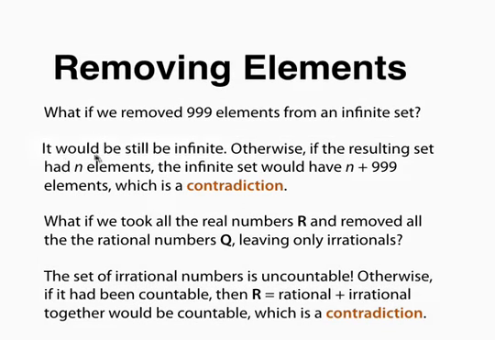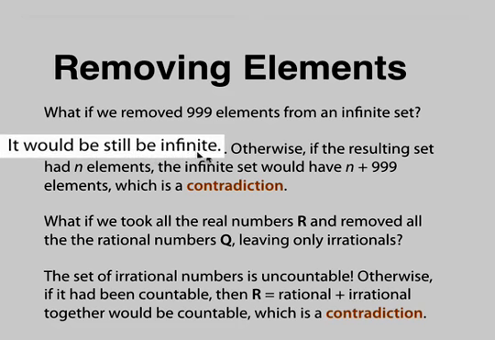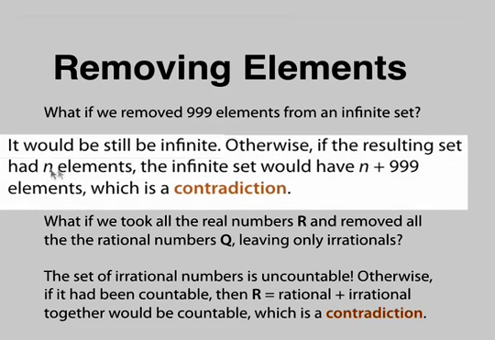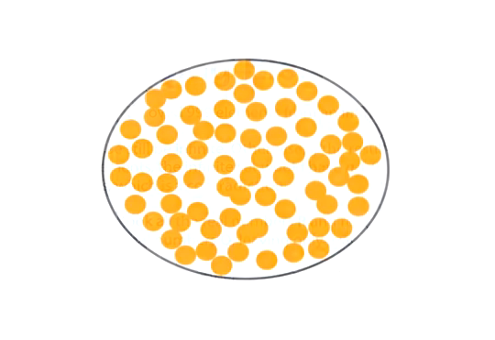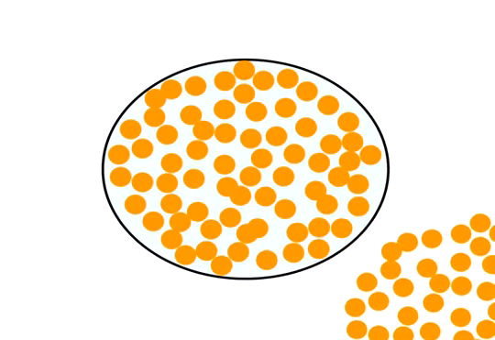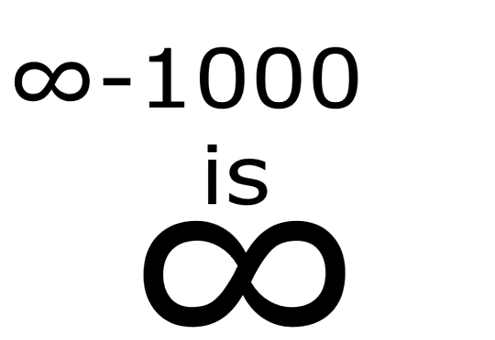The result would still be an infinite set. We can show this because if the result was a finite set, it would have had n elements, where n is a natural number. And that would mean that the original set had n plus 999 elements, which would mean that it's finite also. But we initially supposed it was infinite. It's a contradiction. So that means if you remove any finite number of elements from an infinite set, you're still left with an infinite set. Infinity minus 1,000 is still infinity.